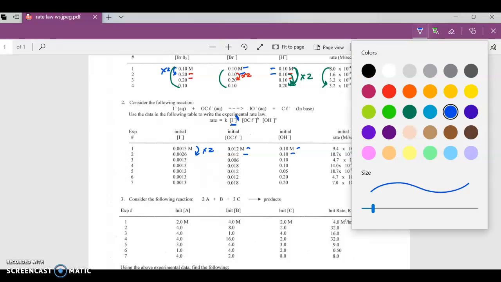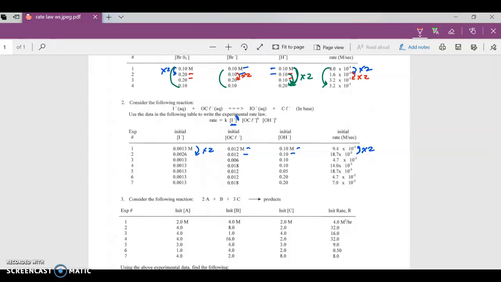Now I'm going to look for my OCl. That's my middle column. I want to look where it doubles or does something but keeps the others the same. Okay, I'm seeing right here. This one stays the same, this one changes, and this one stays the same. 6 to 18, that's like tripling it. So then if I look here, 4 to 14, that's like tripling it also.